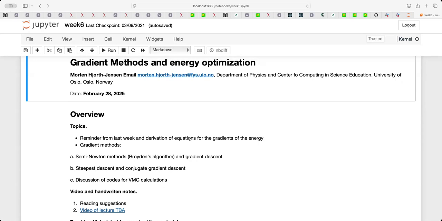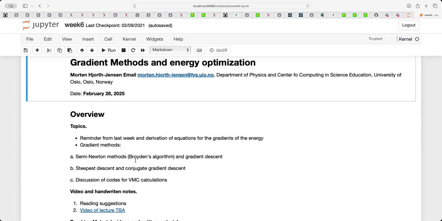And then we are going to look at some methods which are called semi-Newton methods, which avoid calculating the second derivative of the energy. Because what we want to find are the roots of the gradient. So we want to drive the gradient of the energy to zero, because the energy is, in principle, a convex function, and we want to ramp up our large Monte Carlo calculation at the energy minimum.